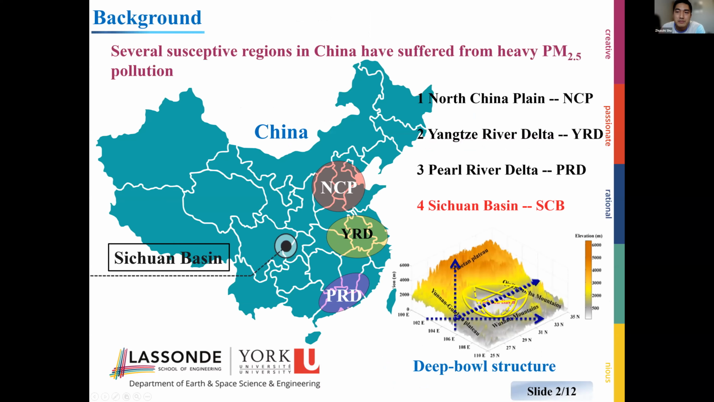In recent years, major PM2.5 polluted regions are distributed over mega cities or city clusters, especially in China. Several susceptible regions in China have suffered from heavy PM2.5 pollution, including the North China Plain, Yangtze River Delta, Pearl River Delta, and the Sichuan Basin. Compared with other flat areas, the Sichuan Basin is isolated by plateaus and mountains with a deep basin structure. So our study focuses on the distribution of PM2.5 in the Sichuan Basin.